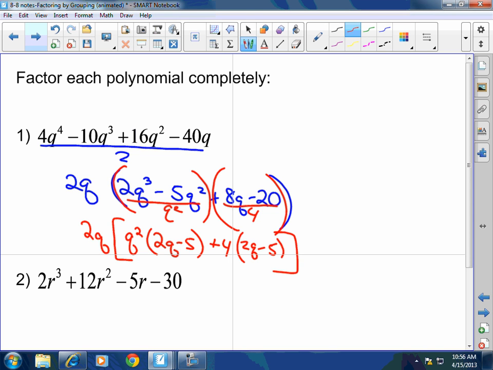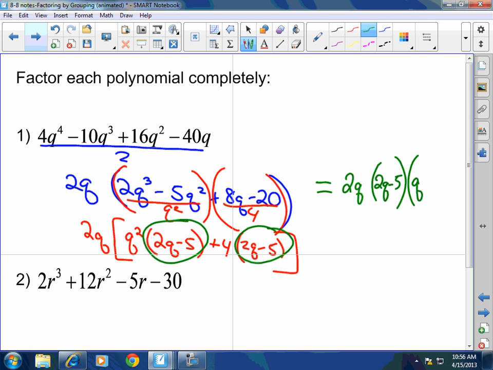Is everyone with me so far? Okay. So then this is going to equal at the end. Isn't this binomial and this binomial, aren't they the same? So I factor that out as 1, and I have the leftover GCFs as another binomial. So I have 2q, which is the GCF, times 2q minus 5, which is the binomial I factored out, times q squared plus 4. If this was a minus 4, I could factor that.